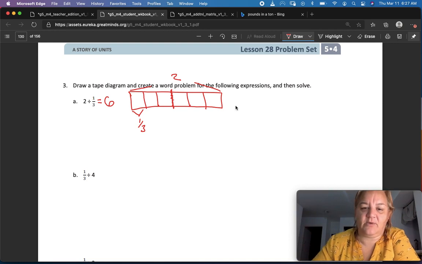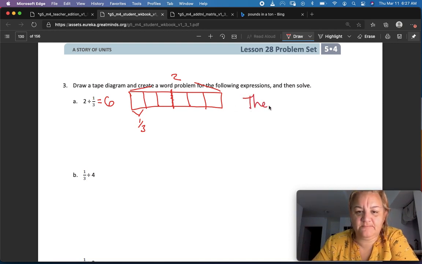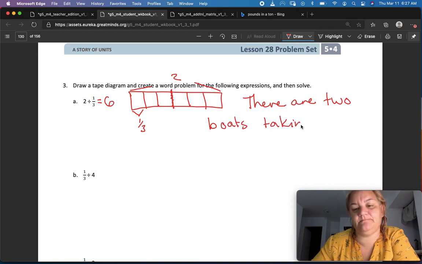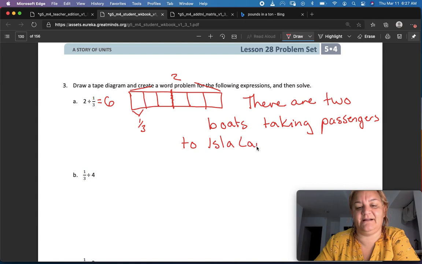I'm thinking. Okay, let's go with the beach theme. There are 2 boats taking passengers to Isla Larga. I like Isla Larga. Okay.